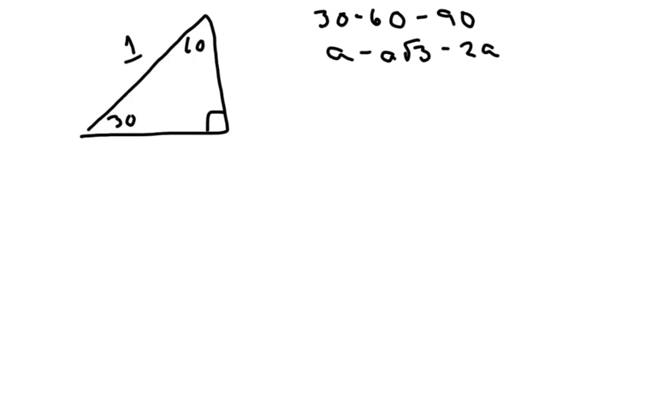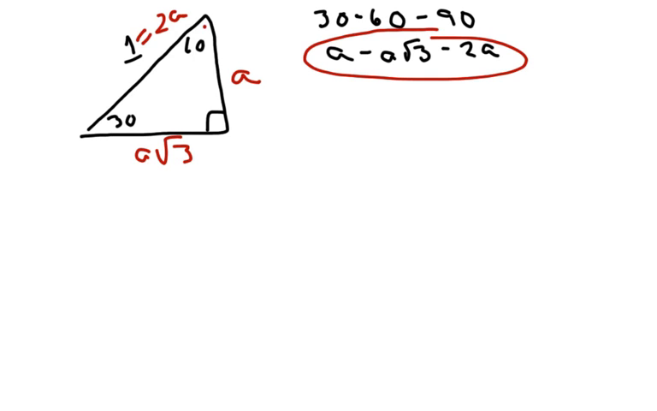Now, when we're talking about the unit circle, we're going to use the 30, 60, 90 facts that the side across from 30 is a. The side across from 60 is a root 3. And the side across from the 90 equals 2a. You need to watch my video on the generation of special right triangles to see where this formula comes from. Now, we're going to be using this triangle a lot and the next one a lot. So you need to know this.